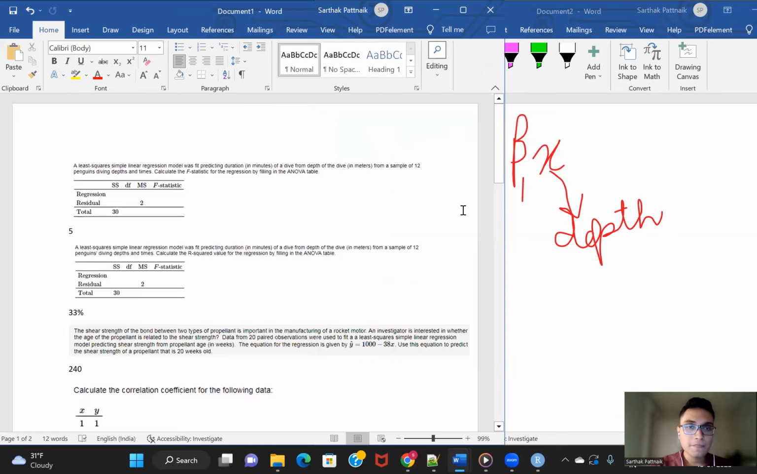Now, they have given you a couple of values. They have given you the mean square value, they have given you the total sum of square value, and you're expected to calculate the F statistic. Basically, you need to fill this table and you need to find the incomplete values from the values which are already given. So let's go ahead and get started.